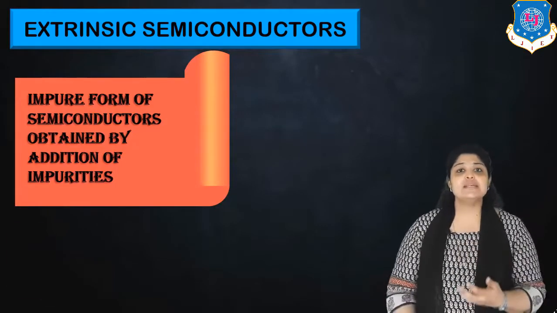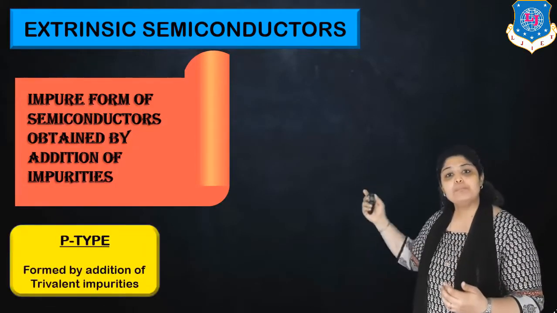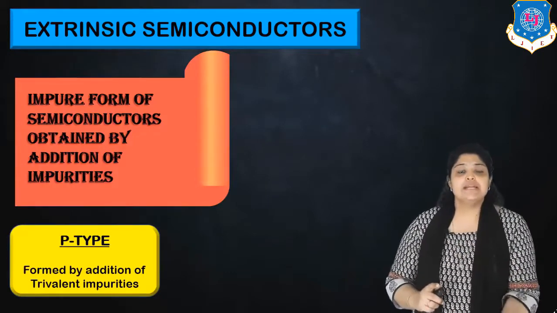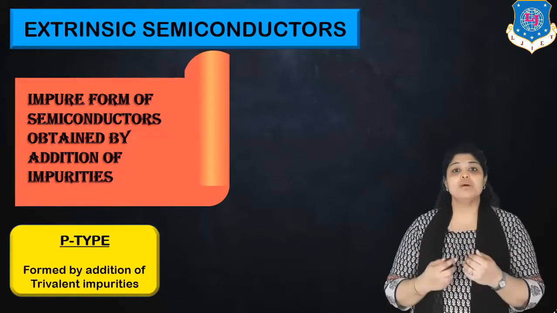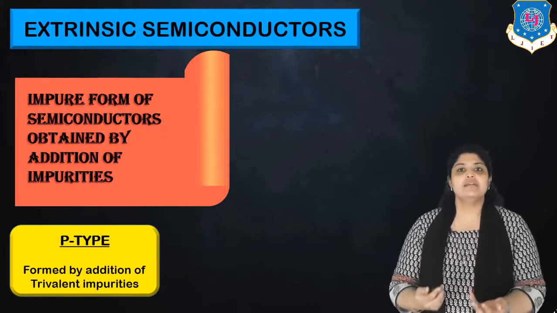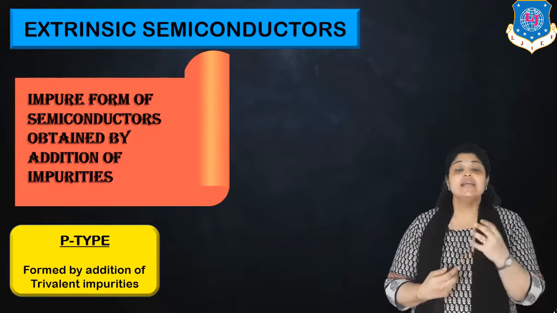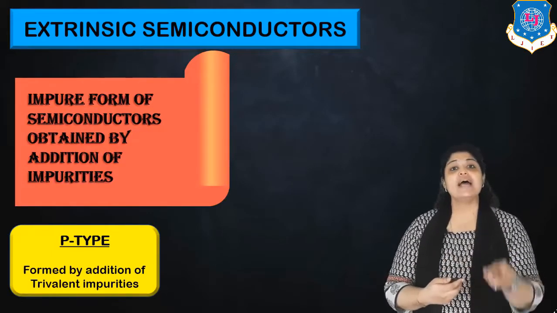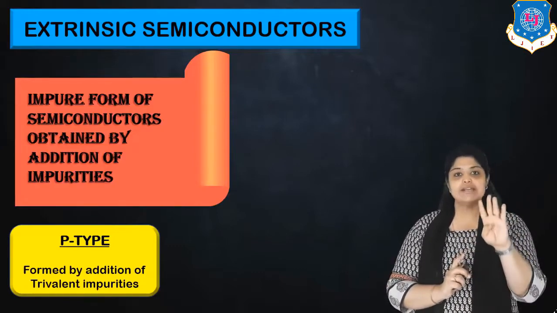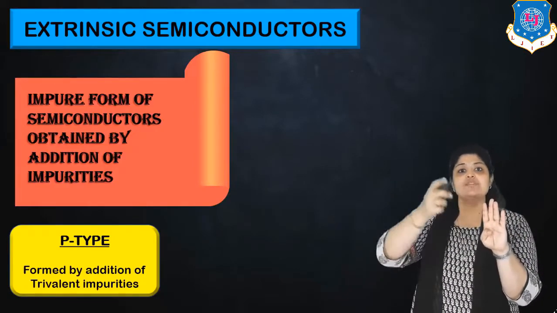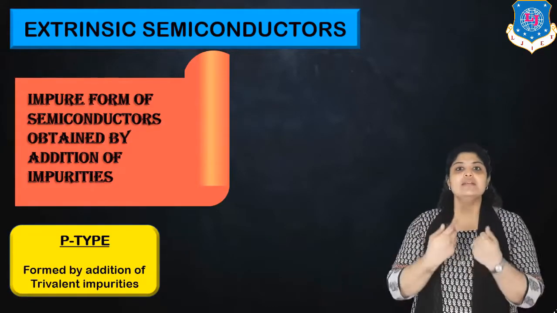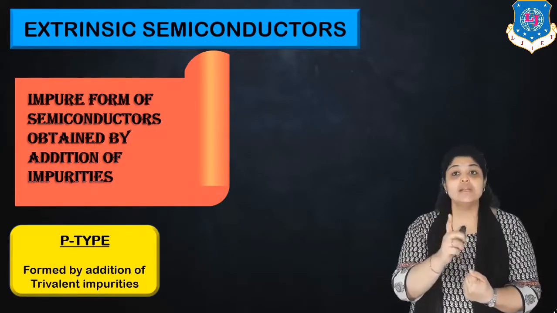Now these extrinsic semiconductors are classified into p-type. What exactly is a p-type semiconductor? It is formed if a trivalent impurity is added. What do you mean by a trivalent impurity? It is a type of impurity which has 3 electrons in the outermost orbit. Silicon already has 4 and this atom which is added will have 3. So now we have a total of 7 in the outermost orbit, but there is 1 hole.